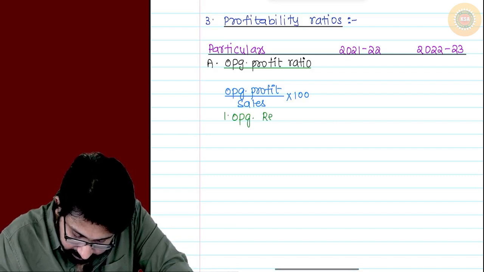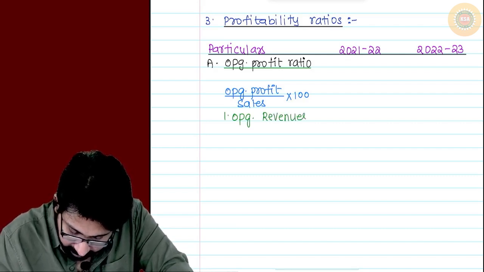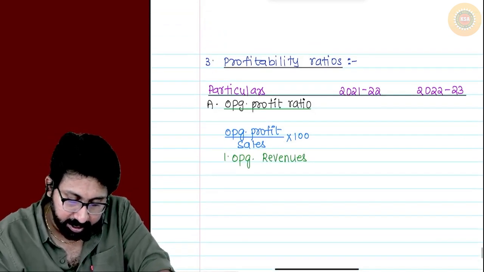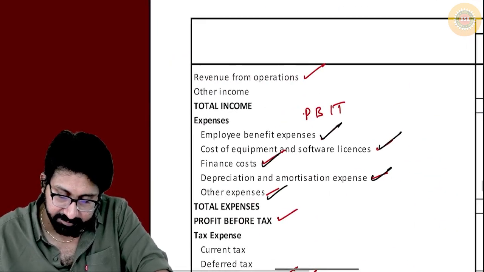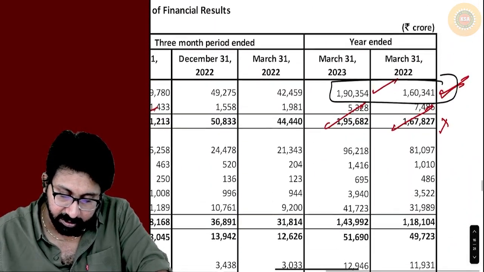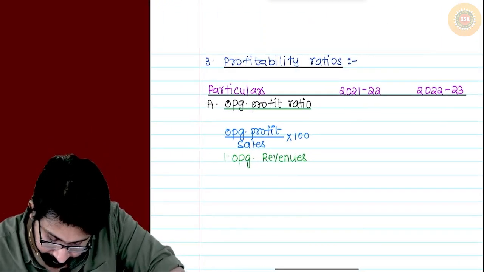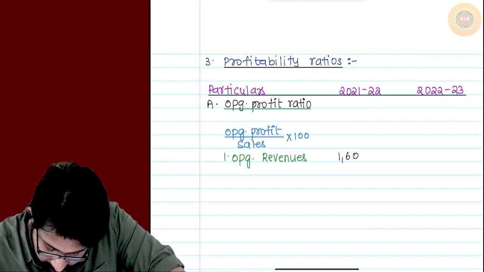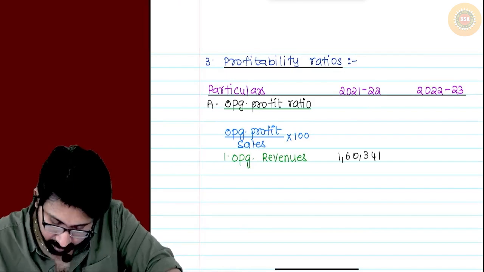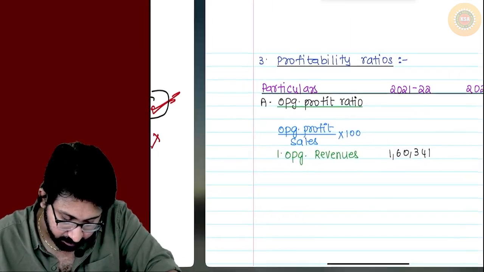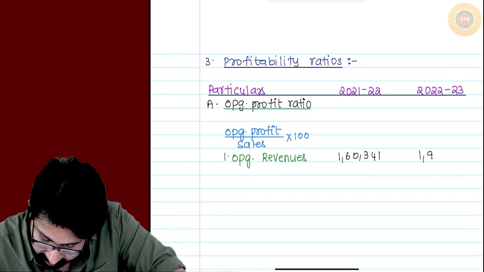Operating revenues. I want clarity from you. First, which year we have to write? 21, 22. What is operating revenue? 160,341. Next year, 190,354.